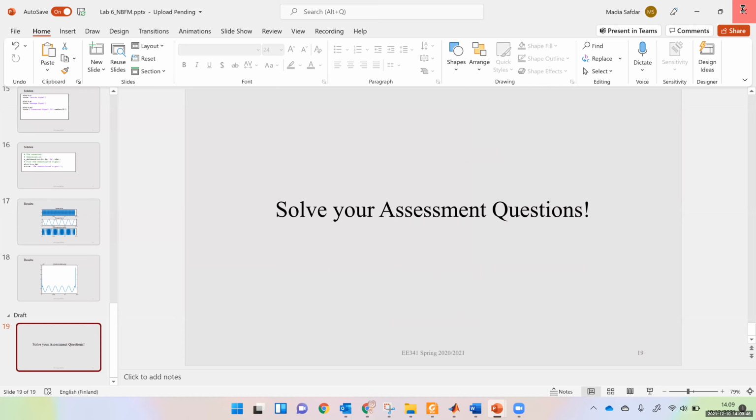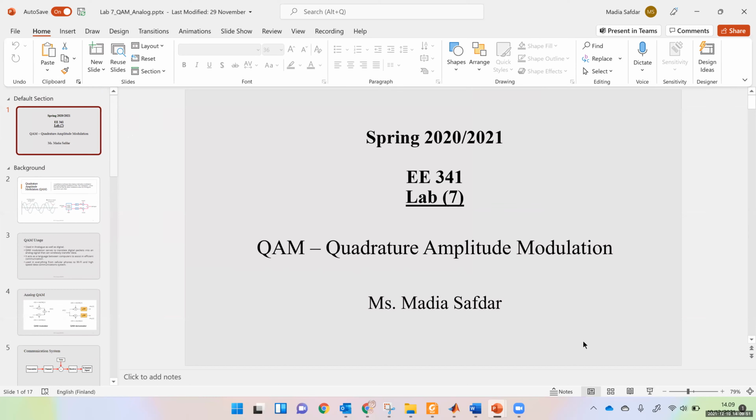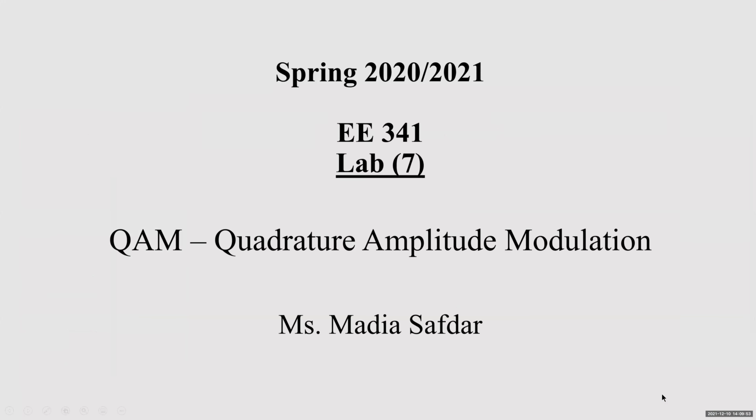That's it about lab number 6. Lab number 7 is related to quadrature amplitude modulation. I think this is a very interesting lab.